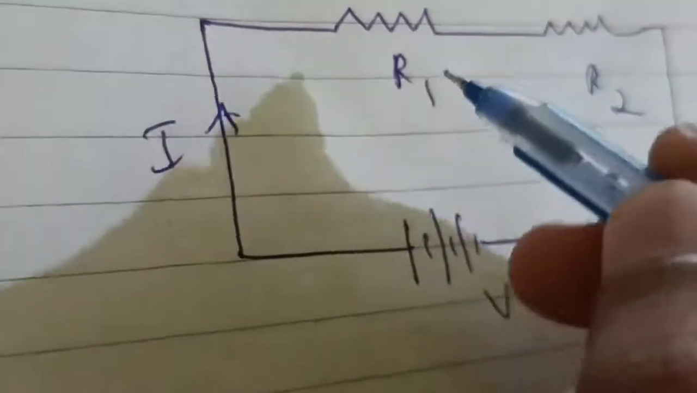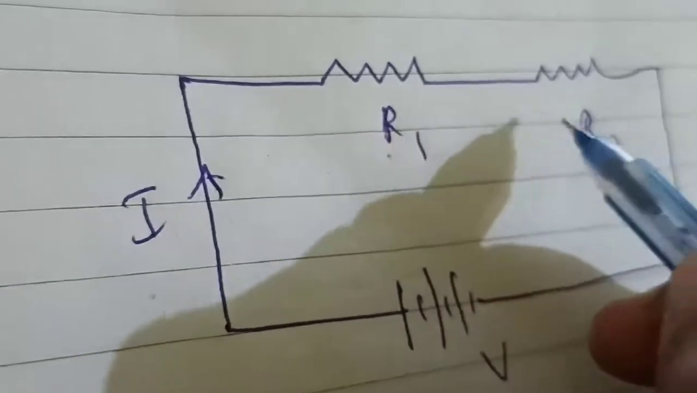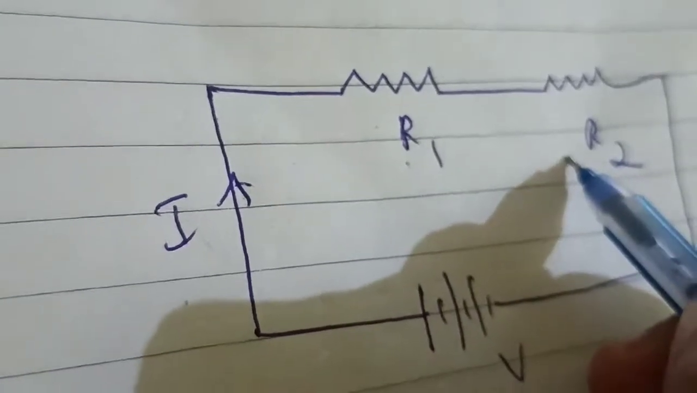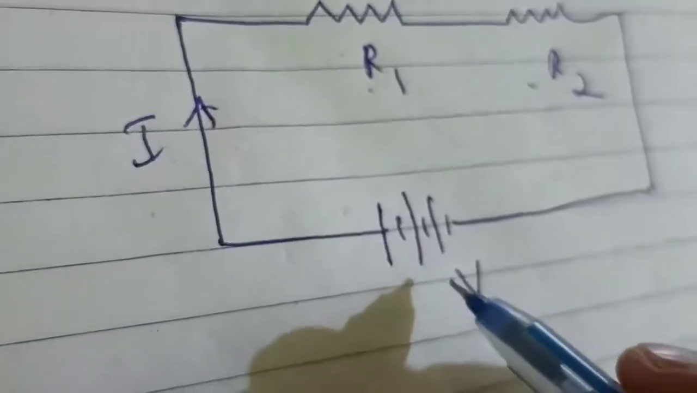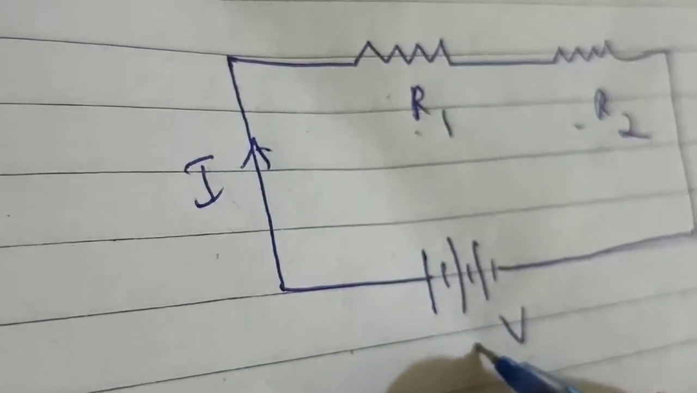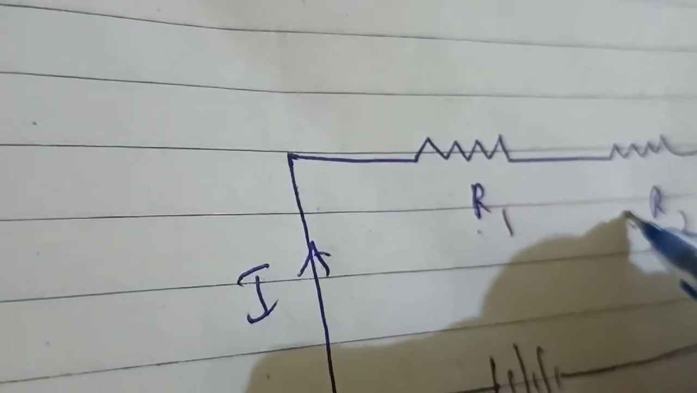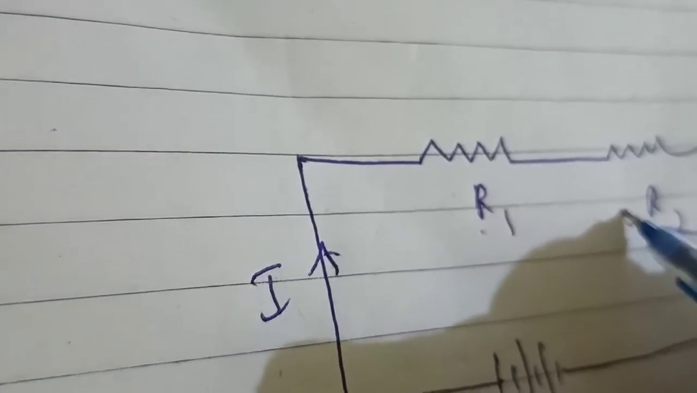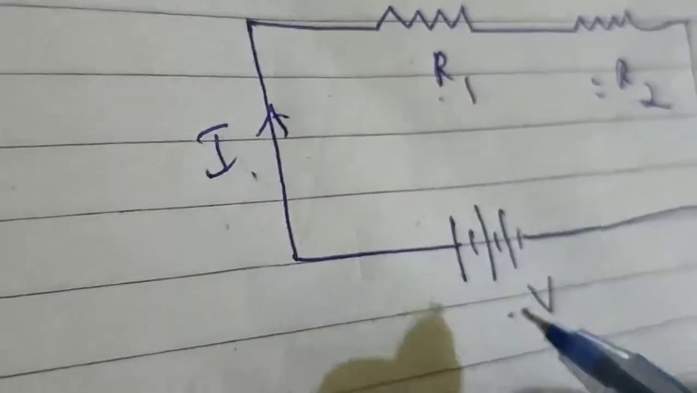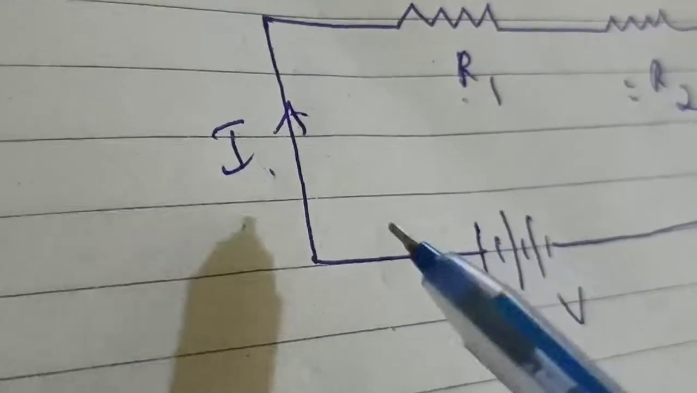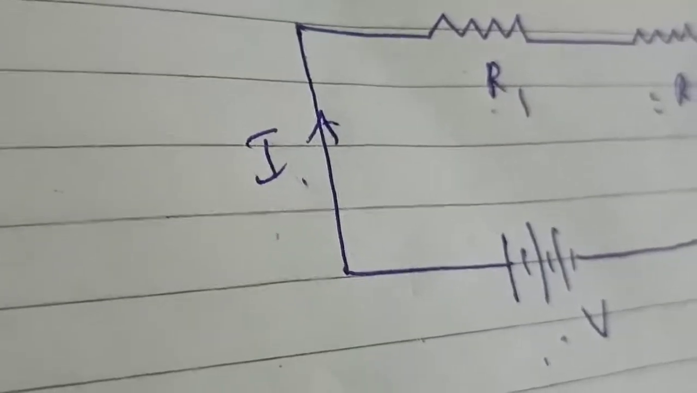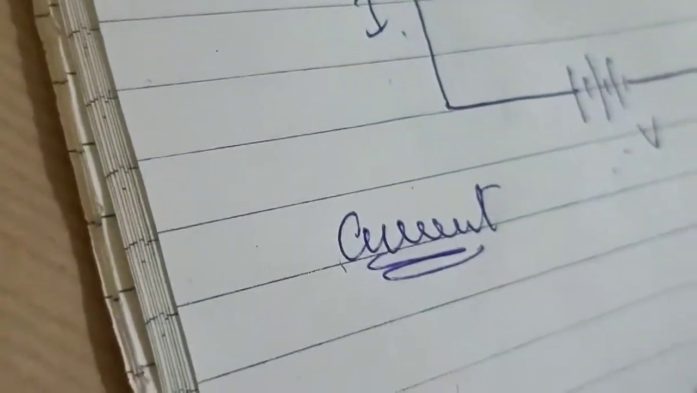So let's consider a circuit. Let us name the resistors R1 and R2, the current I and the voltage V. Now we have resistors in series, isn't it? Here we need to know what effects happen in the current and the voltage. First let's see about the current, then we'll see about the voltage.